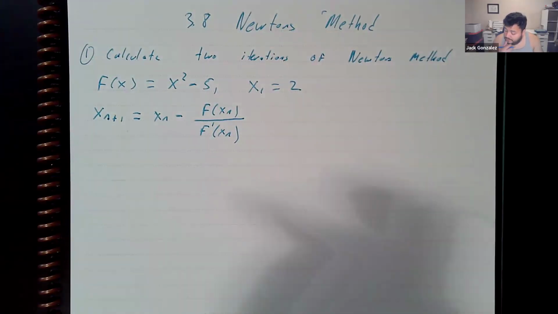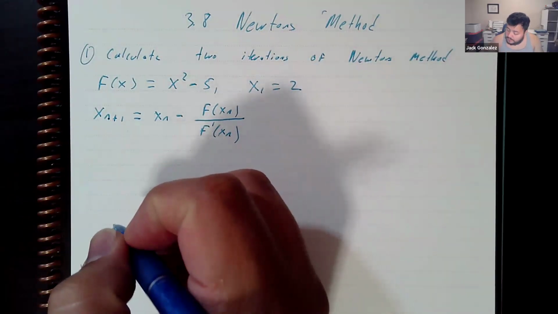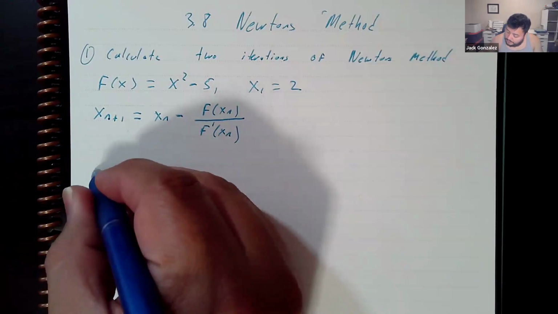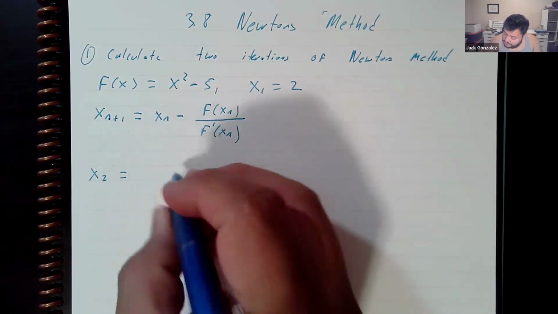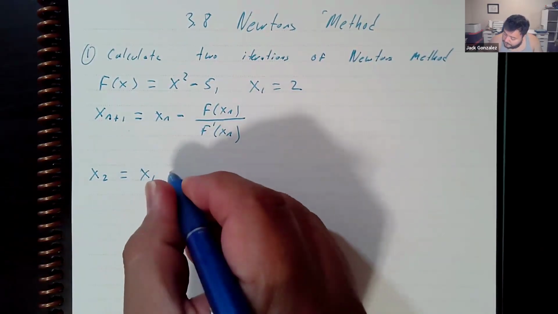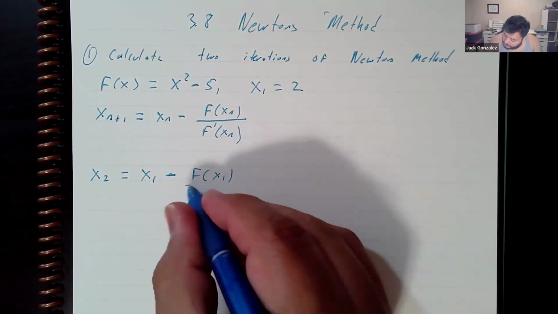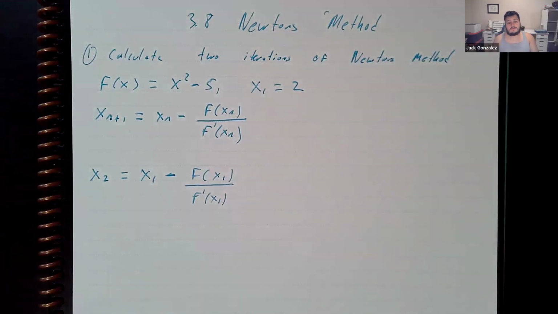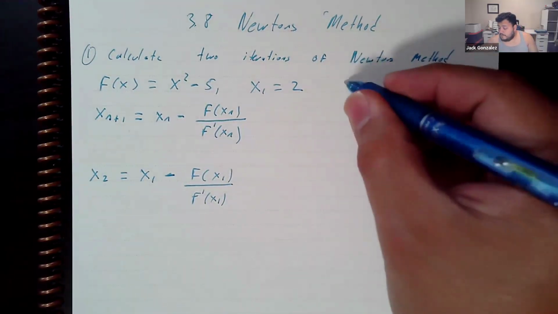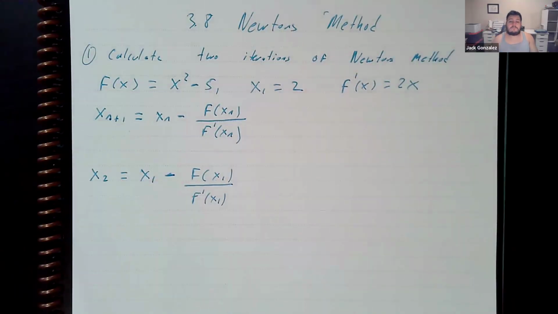Okay, so we're going to do x1, which is 2. I'm going to find x2 using x1. So I'm going to need the derivative, right? So take your derivative real quick over here somewhere. There it is.